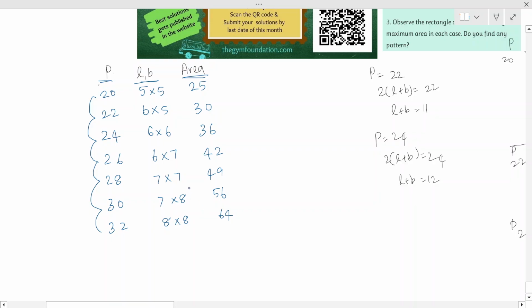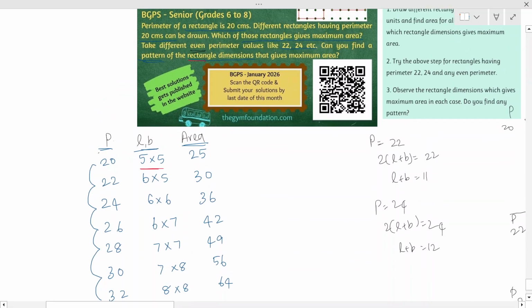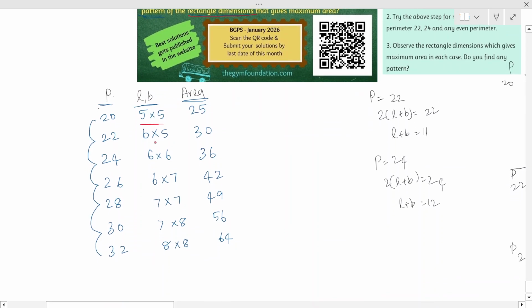So this will actually help you recognize the patterns. Now, let's see what interesting pattern we have in this one. The question asks you to find the rectangle dimensions, and any pattern in them. So: 5 by 5, 6 by 5, 6 by 6, 7 by 6, 7 by 7, 8 by 7, 8 by 8. Now recognize this. Take a minute, pause here, and recognize any pattern that you can see.